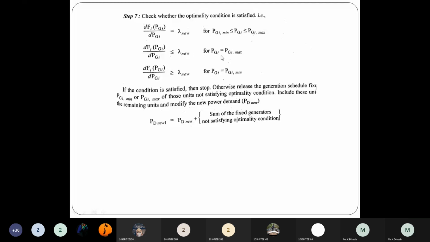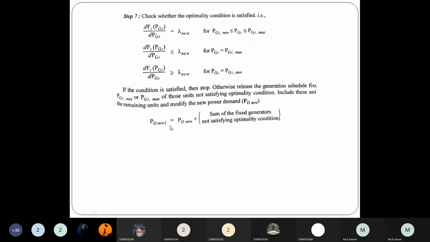For this, PGA equal to PGA max. Greater than or equal to lambda new, PGA equal to PGA minimum. So if all the conditions are satisfied, you have to stop the process. Otherwise, release the generation schedule, except those at PGA minimum or PGA max, which is not a closing condition.